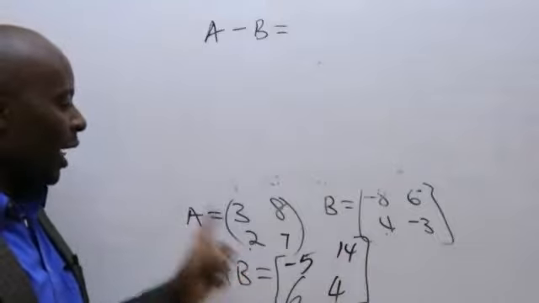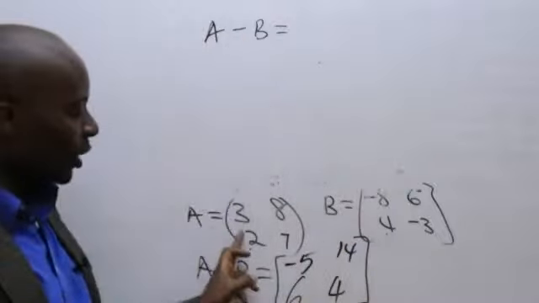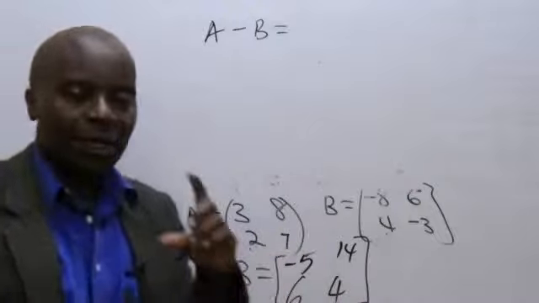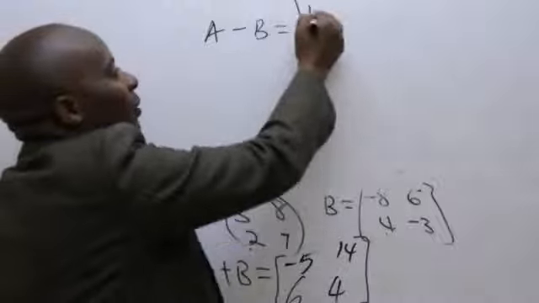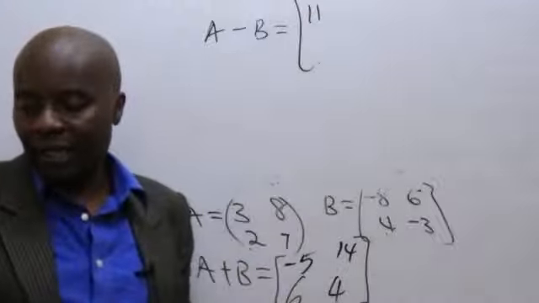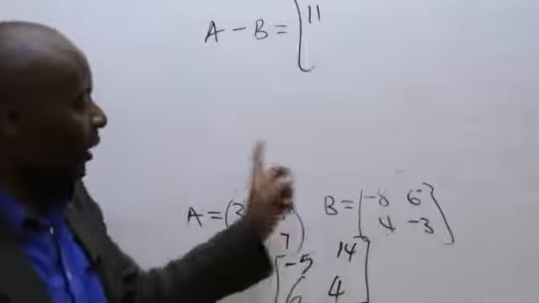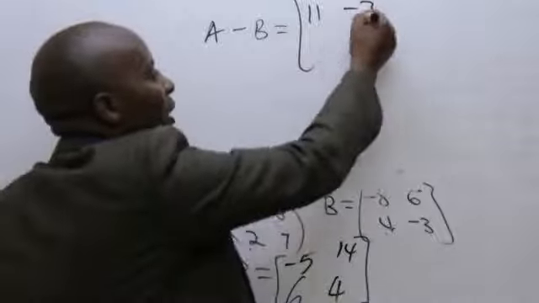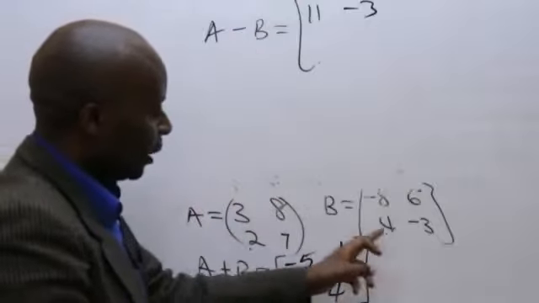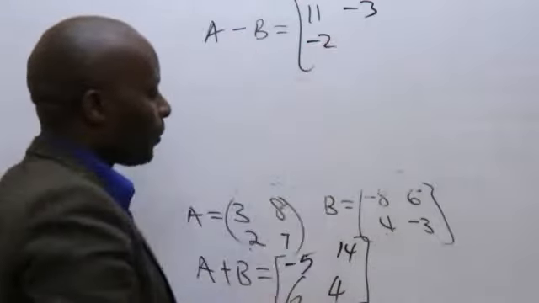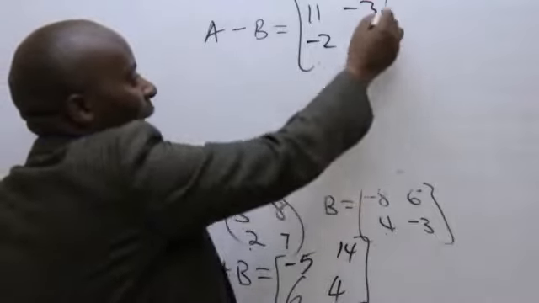So corresponding elements, like now 3 minus, there's this minus. So we have 3 minus 8. So 3 minus 8, that will give us what figure, somebody here? That will give us 11. From there, ladies and gentlemen, we have here 3 minus 6, that will give us minus 3. And then we have 2 minus, this minus, 2 minus 4, that will give us minus 2. And then we have 7 minus 3, that will give us 10.